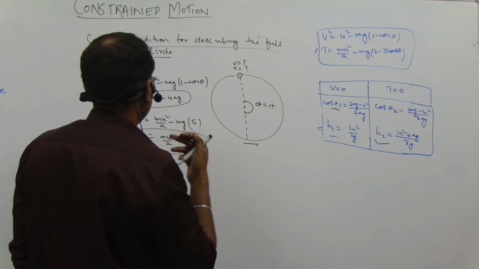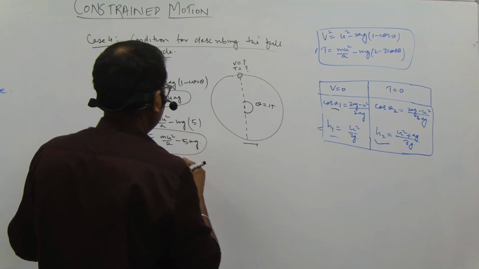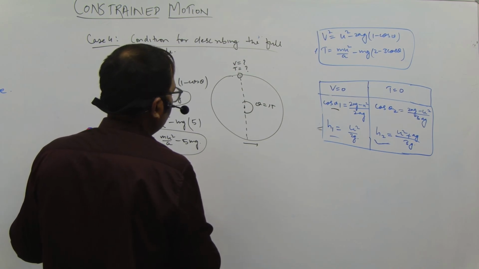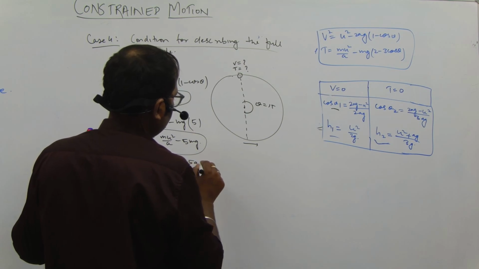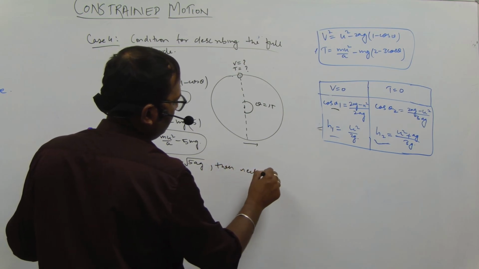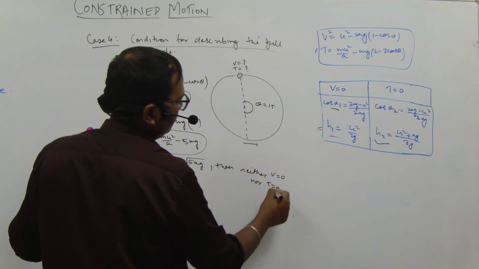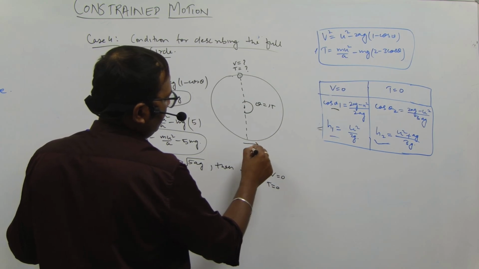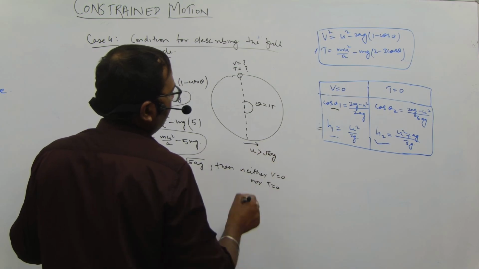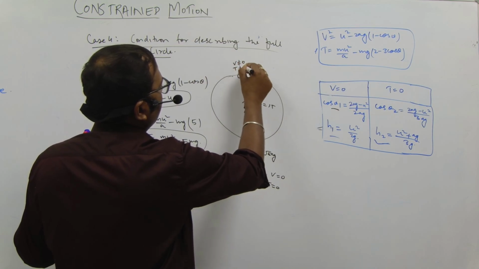Okay, so if u square is greater than 5ag, then neither v is equal to 0 nor T is equal to 0. So if we give the velocity u is equal to root under 5ag, or greater than root 5ag, then at this particular point neither v is 0 nor T is 0.